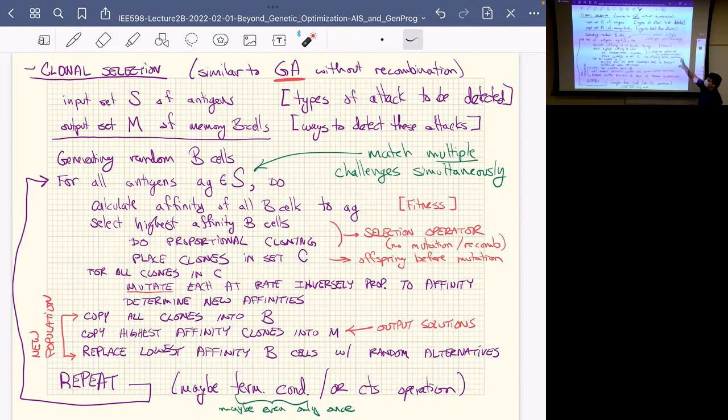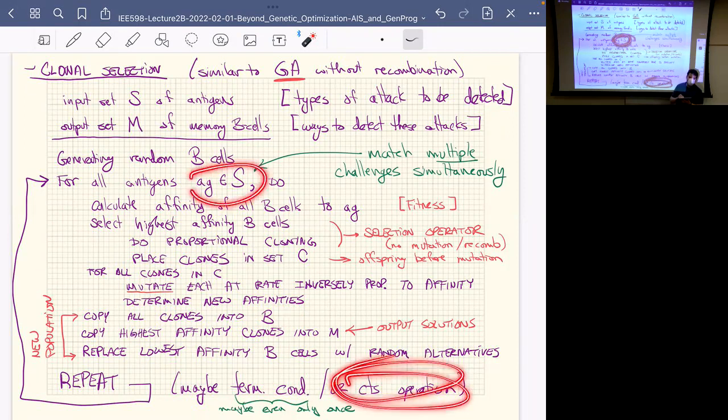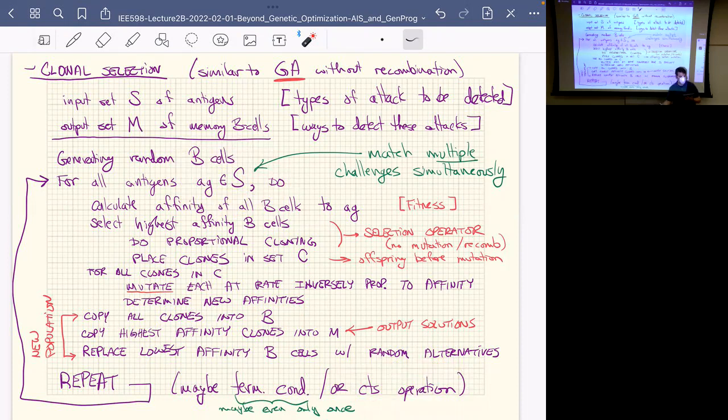So again, you could run this just once. You could repeat, where the B that comes out of the first run ends up getting inserted at the top again. You could have some sort of termination conditions that make it run a couple of times, or maybe you run it continuously and then you can dump in new attacks periodically, and that might reshape your population as you're dumping in the new attackers. All right, so any other questions about clonal selection?